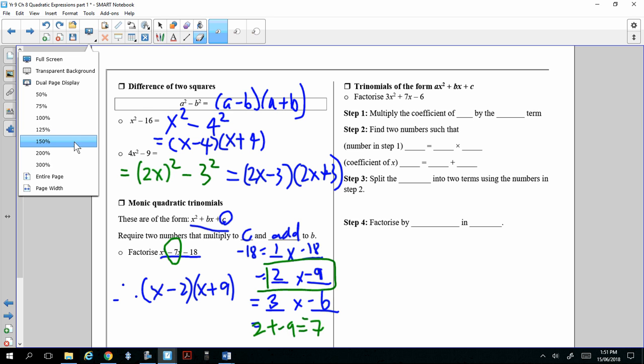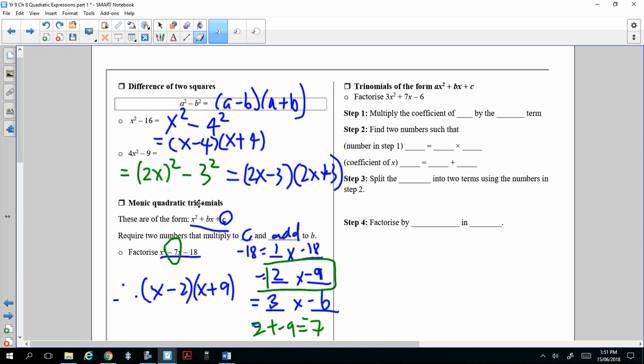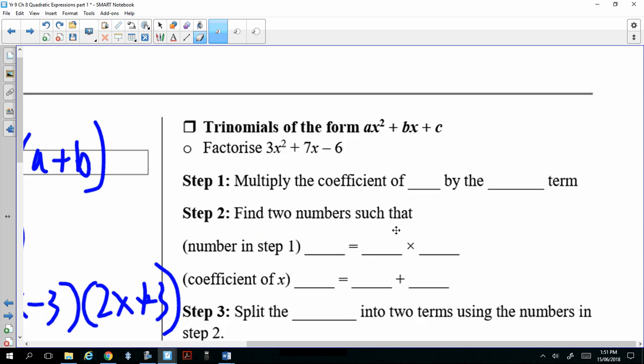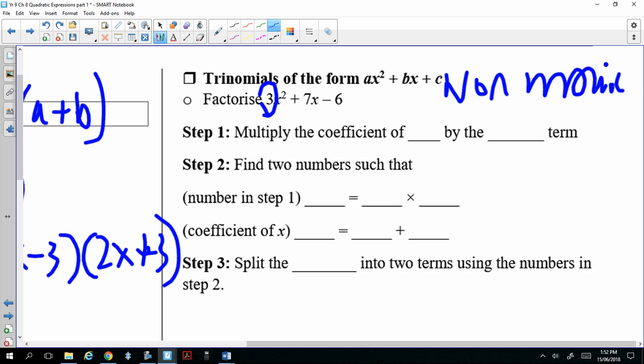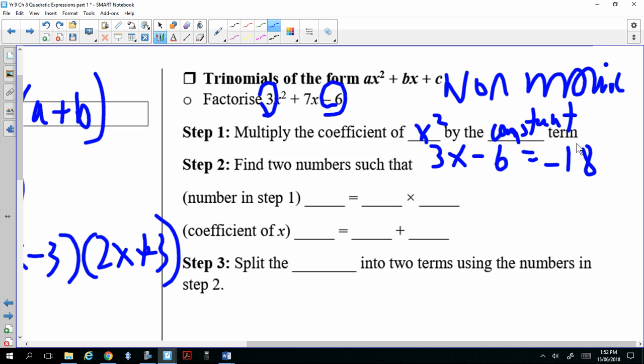All right, trinomials. So when they have a number in front of x squared, we call this non-monic. And when it's non-monic, you have to multiply the coefficient of x squared by the constant term. So you have to multiply 3 and negative 6 together, which is equal to negative 18. Write the negative 18 here. So they must multiply to get negative 18, add to get 7.